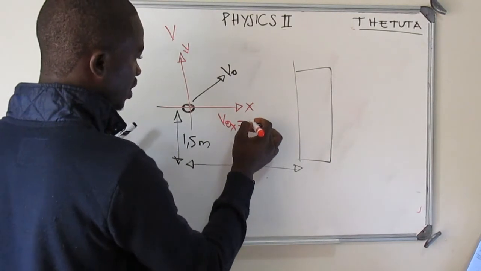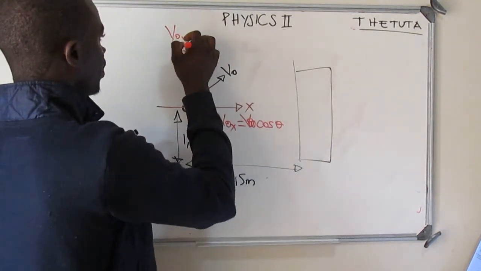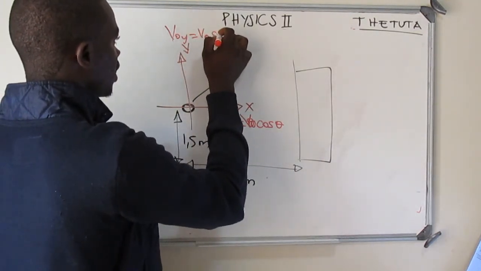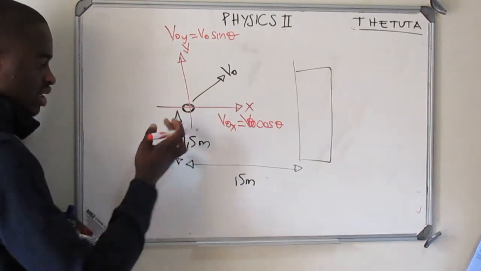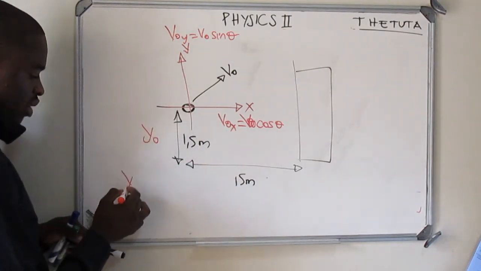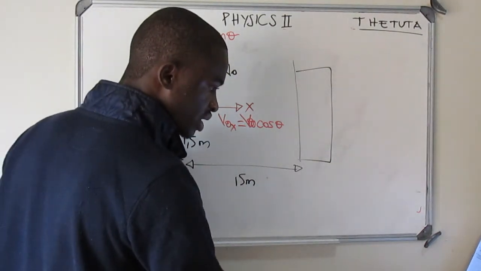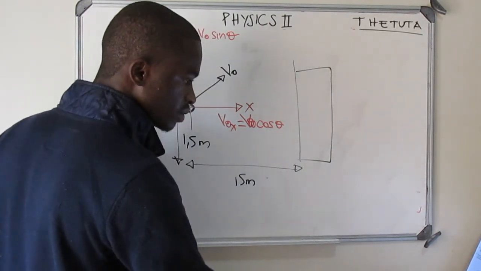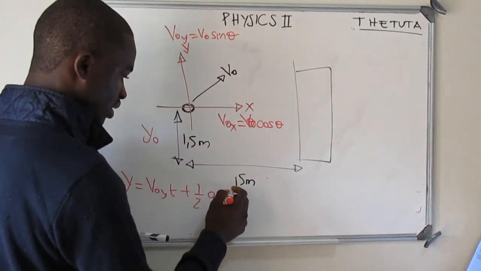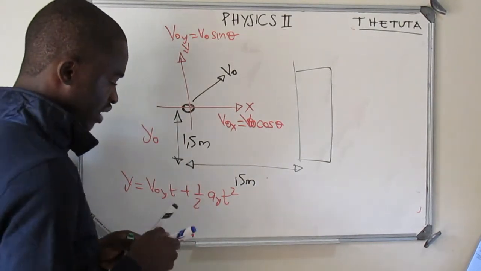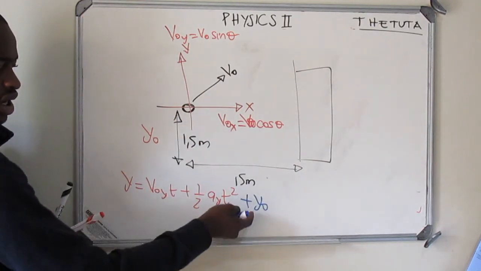V initial in x is going to be the given speed times cos of the given angle. V in y is going to be the given speed times sine of the given angle. So we have the two speeds in that. But remember, because of this height that was given here, this is going to be our initial y. Therefore, if you apply the formula that is given here, y is equal to V initial in y t plus 1 over 2 acceleration in y t squared, and you need and must add plus the initial y because we have the initial height at which it was thrown, and I've explained it already.